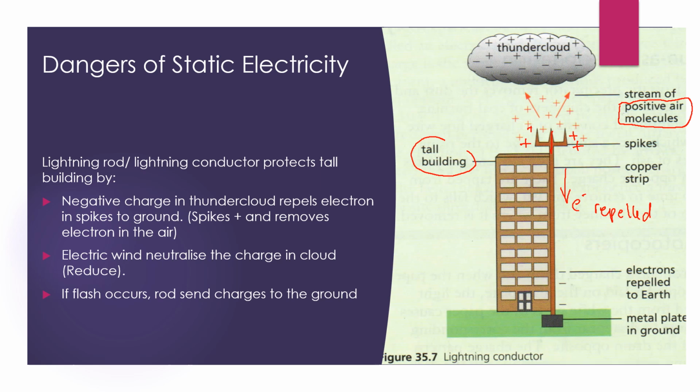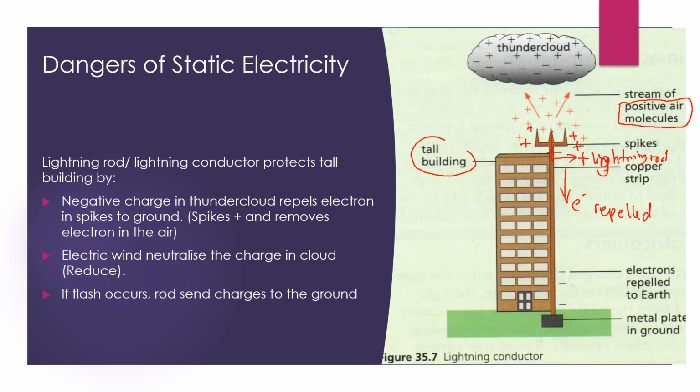The lightning rod is positive. The air is also positive because the electrons have been taken by the lightning rod and sent to the ground. When the air is positive and the lightning rod is positive, then there will be a repulsion, right? Then the positive air molecules will be repelled.